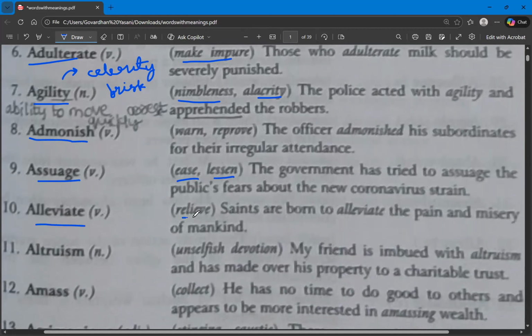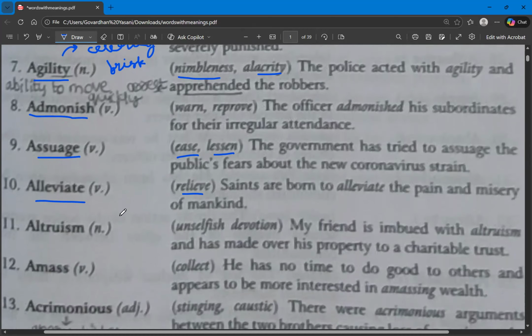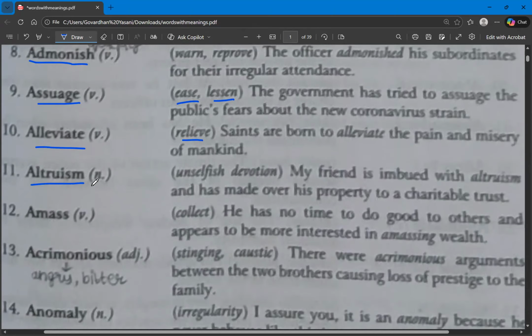And then we have alleviate. Alleviate means relieve. I alleviated the pain means I relieved from the pain. Saints are born to alleviate the pain and misery of mankind. So alleviate means relieve. Next one, altruism. We know that some people are called altruists, means they are unselfish. Unselfish devotion. My friend is imbued with altruism, has made over his property to a charitable trust. So altruism means unselfish devotion.